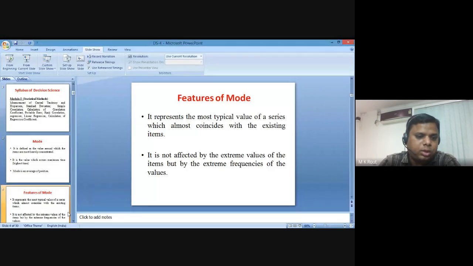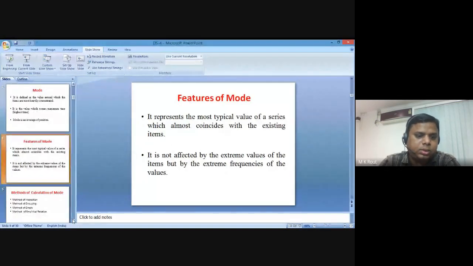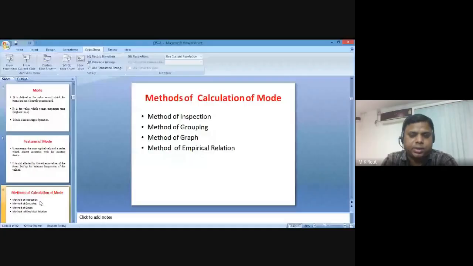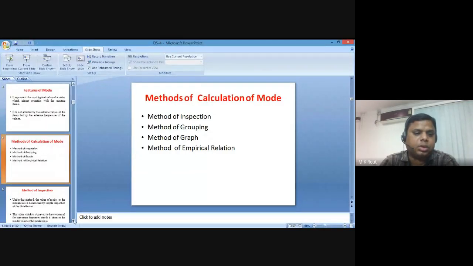Moving to the third slide. These are the methods of calculating mode. The first one is the method of inspection. The second one is the method of grouping. The third one is the method of graph, and the last one is the method of empirical relations. These are the methods we'll discuss one by one by solving some numericals along with some examples.